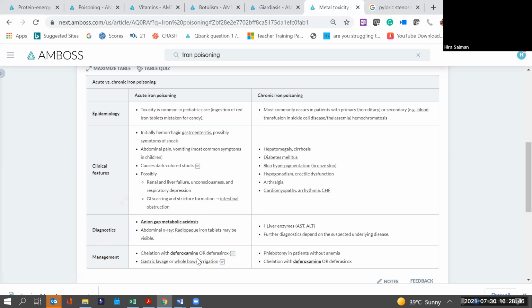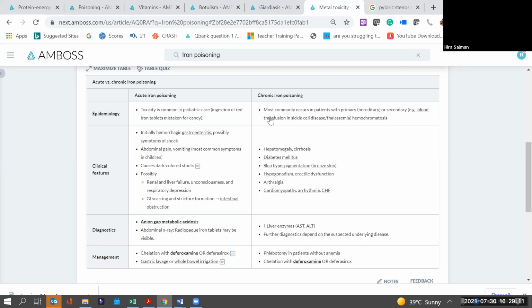We can go for gastric lavage, but only if the patient presents to you within 30 minutes to 2 hours. If it's more than 2 hours, then gastric lavage cannot add any value to the patient, because by then all the stomach content must have gone through the duodenum, so it will not give any benefit to the patient.